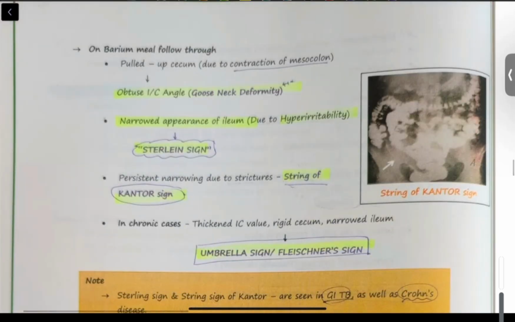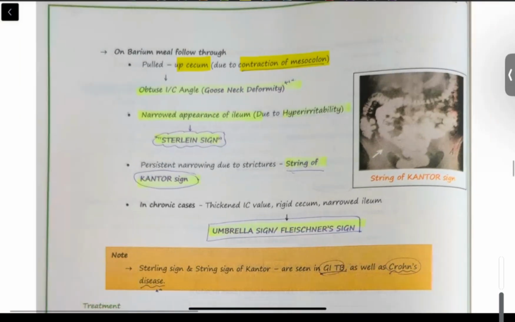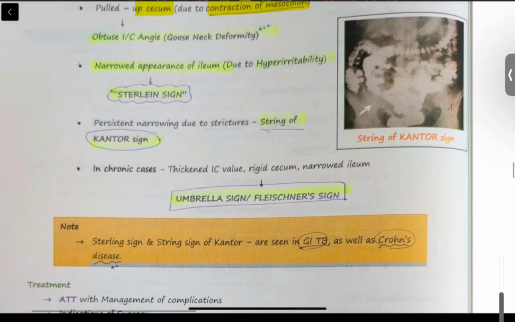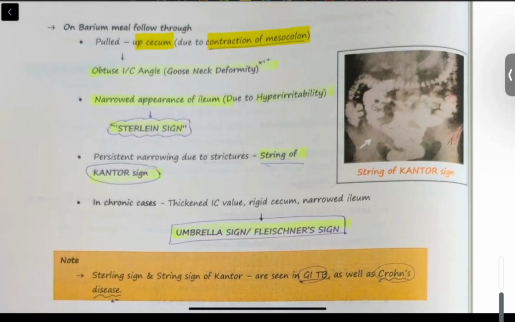Okay, so what will be seen on barium meal follow through is there will be pulled up cecum due to contraction of the mesocolon. Because of contraction of the mesocolon, the cecum will be pulled up, and because of that, on barium meal follow through, we will be able to see that cecum has moved higher in position, and there is obtuse angle of ileocecal junction, that is called as gooseneck deformity. Okay, this is one.